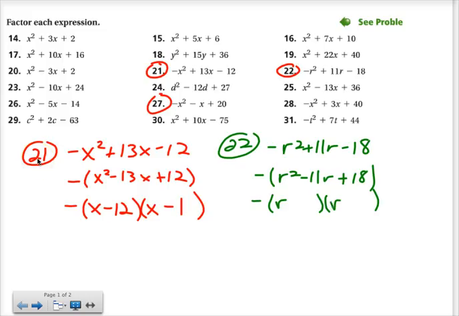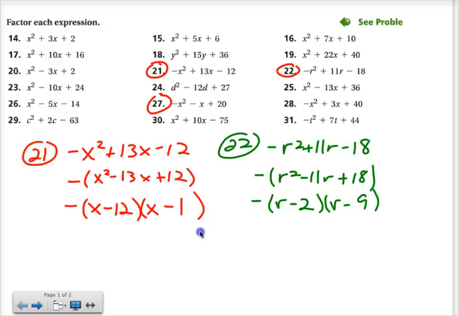So again, you kind of go through the list in your head. They would both have to be negative in order for this to work because they have to multiply to positive 18 and add to negative 11. So you can go through the list of 1 and 18, not going to work. 2 and 9, oh yeah, there it is. So they'd both be negative so that they will multiply to positive 18 and then add to that negative 11 in the middle.